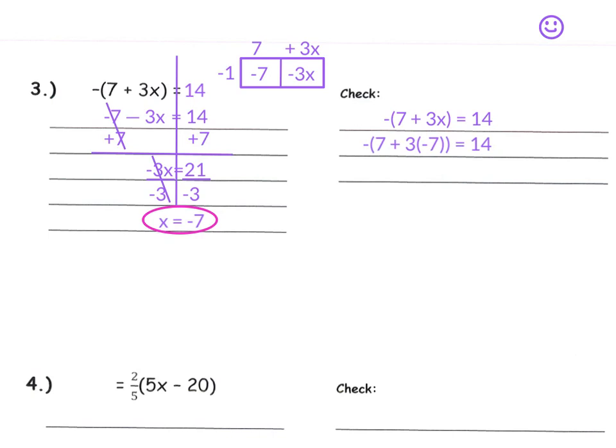Then we can go ahead and put that in our calculator. The negative of parentheses 7 plus 3, and then in parentheses negative 7. Close your parentheses and close your original parentheses. Then when you hit enter on your calculator, you end up with the answer of 14. So I do end up with 14 equals 14.